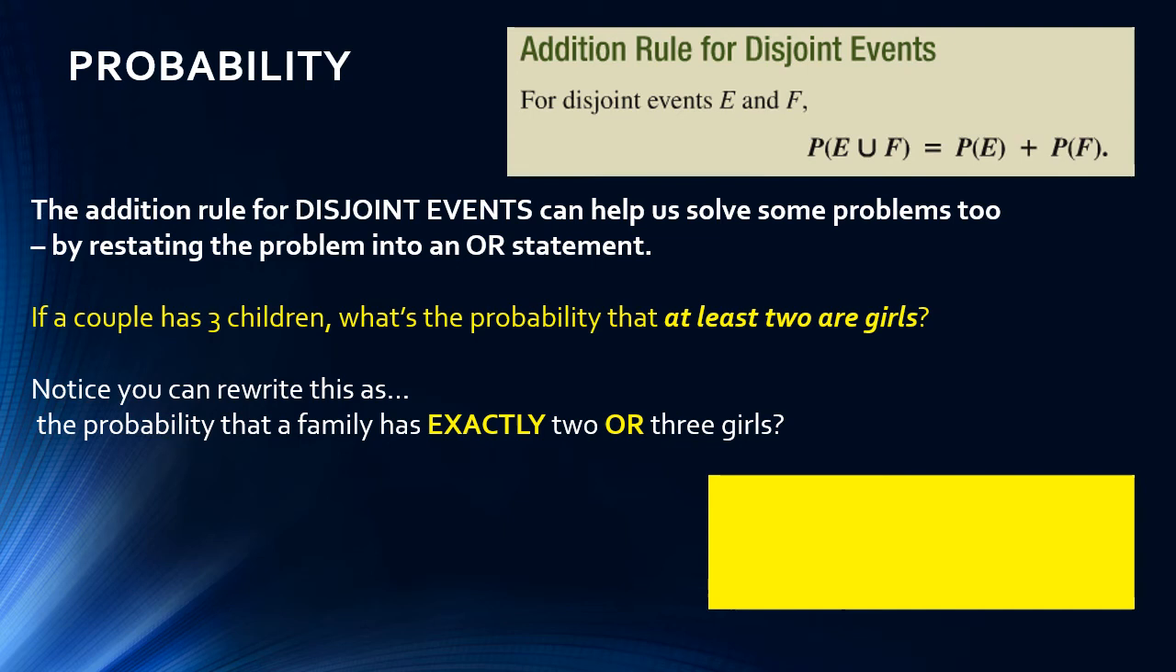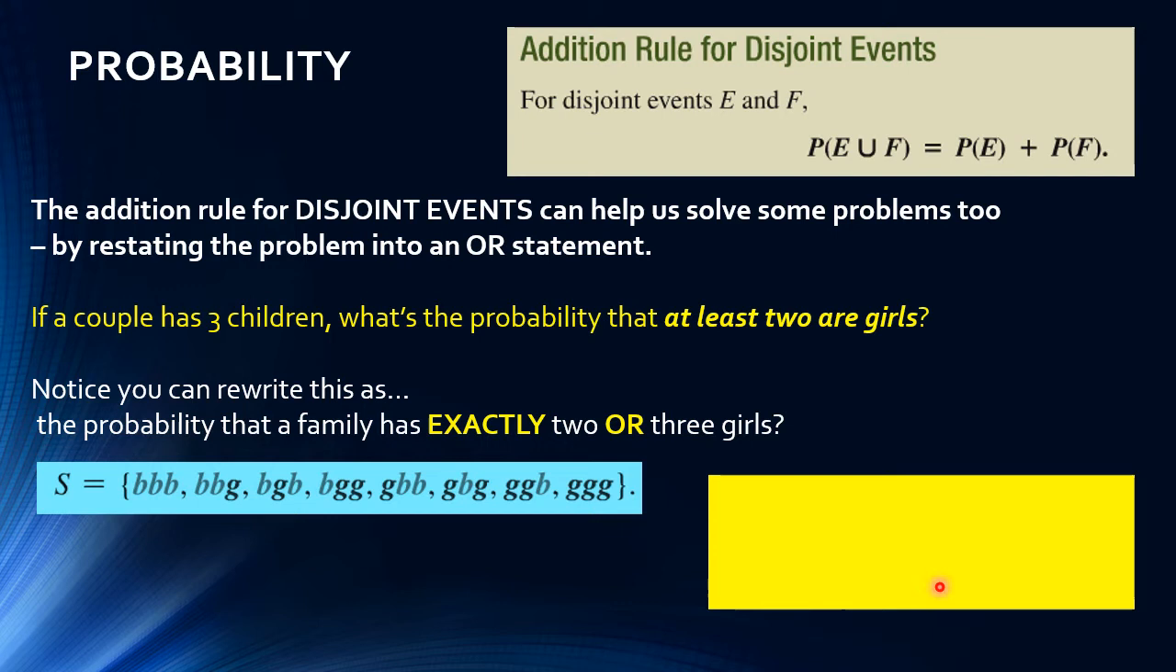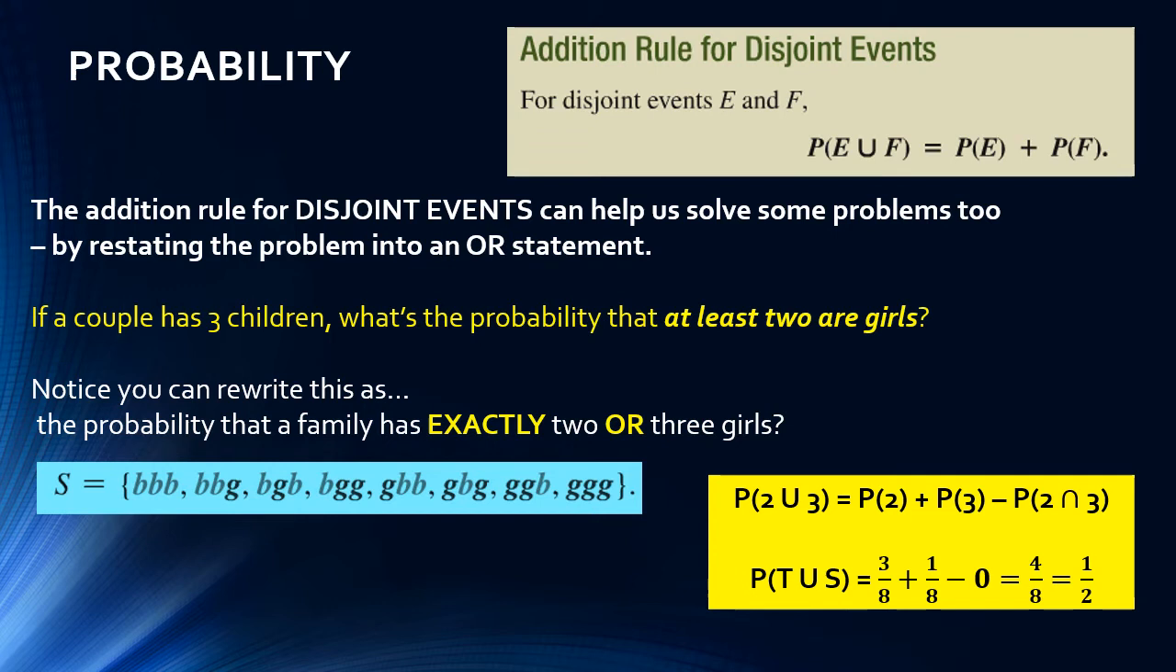So we're looking for the probability that the family has exactly 2 or 3 girls. We look at this and we're looking for the probability of 2 plus the probability of 3 minus the probability of 2 intersecting 3. The probability of 2 is, let's see, two girls is 1, 2, 3 out of 8. The probability of 3 girls is 1 out of 8, and the probability of 2 and 3 is 0, right? Because there's none with 2 and 3. There's no intersection. You either have 2 or 3, okay? And so we get that the probability that there are at least 2 girls is actually 1/2, okay?